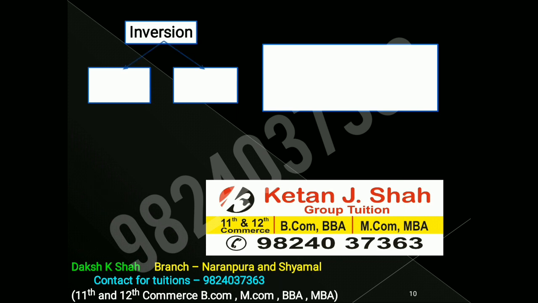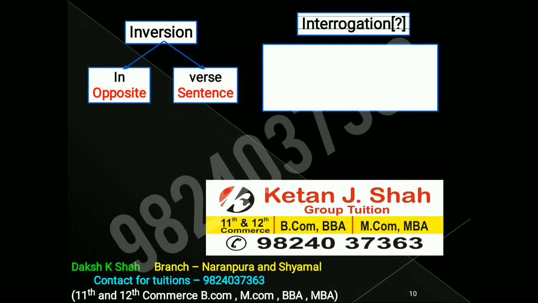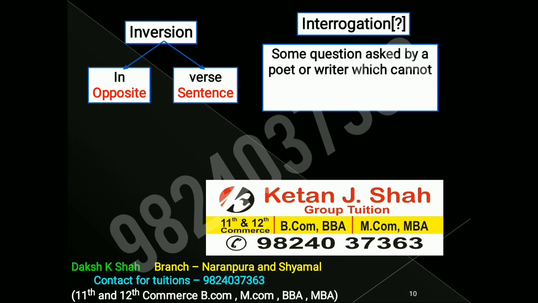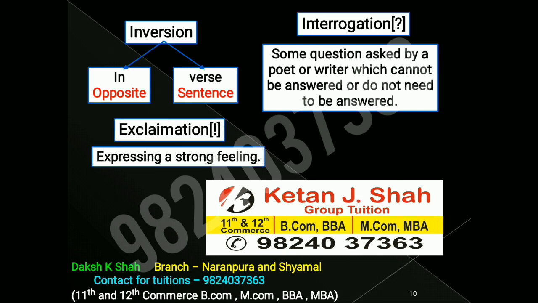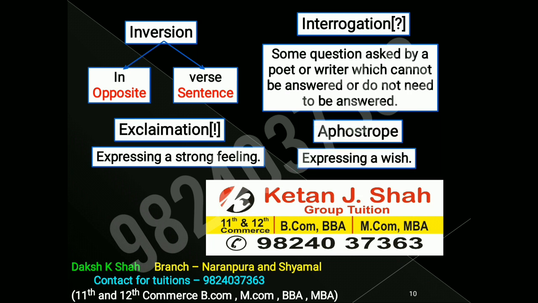Now comes the figures of speech which are not in pairs. Inversion. In and verse. In means opposite and verse means sentence. So when a sentence is jumbled, it is called an inversion sentence. Interrogation. Some questions asked by a poet or writer which cannot be answered or do not need to be answered. Exclamation. Expressing a strong feeling. Apostrophe. Expressing a wish. So these were the figures of speech which were left. Now we will continue to the examples of these figures of speech.